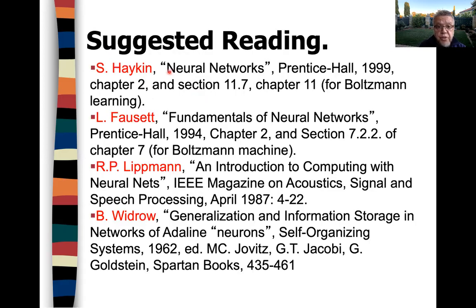Some suggested reading: Haken, Fawcett, Lipman. This is a very old paper, but it's actually very good. It summarizes very well the area of neural networks. And also this is a very good paper by Widrow. Thank you.